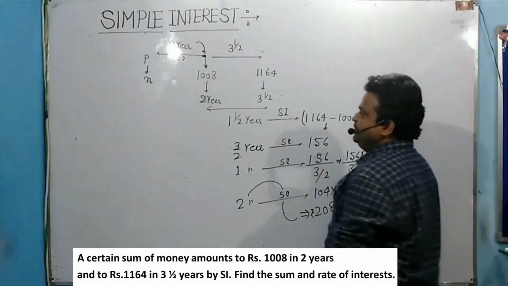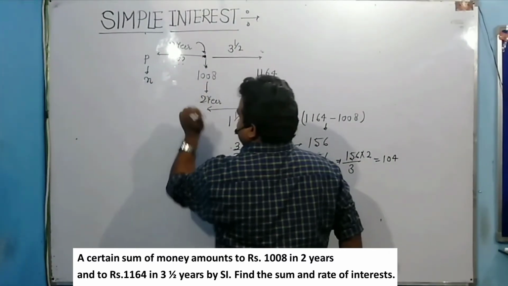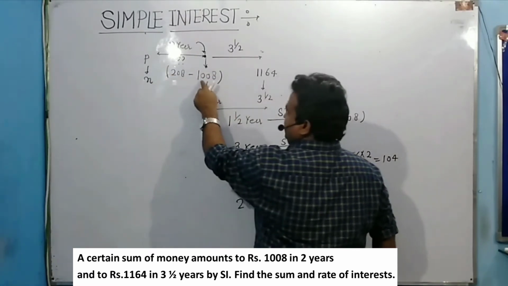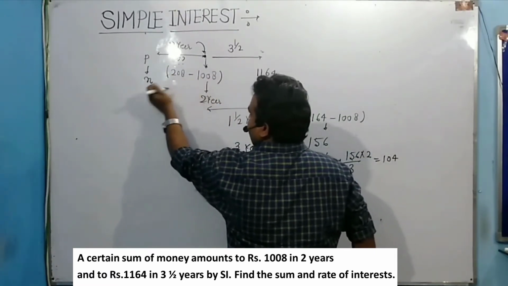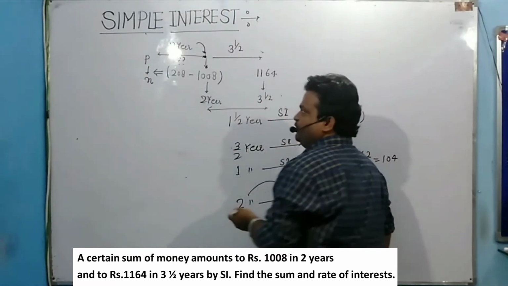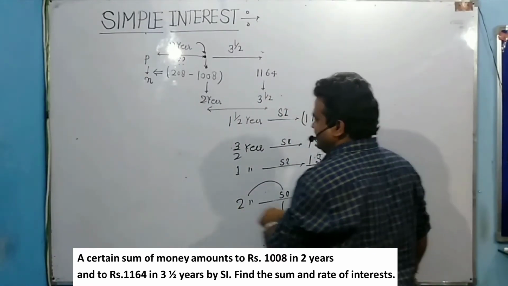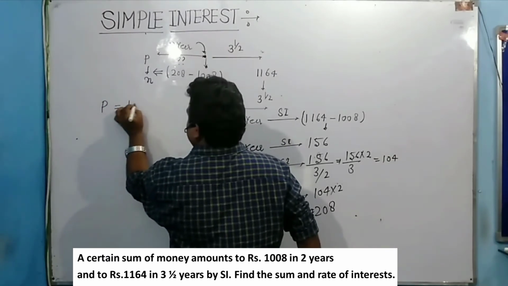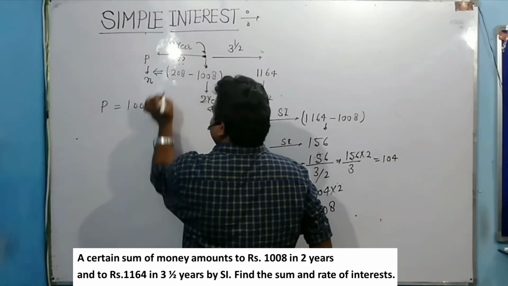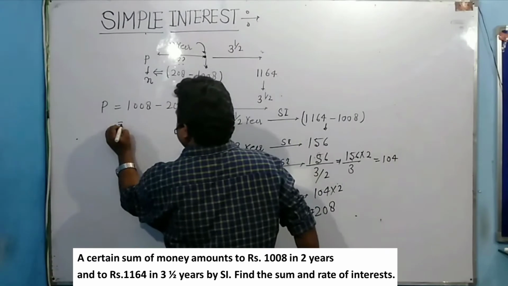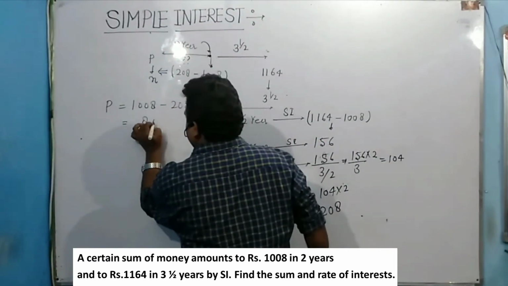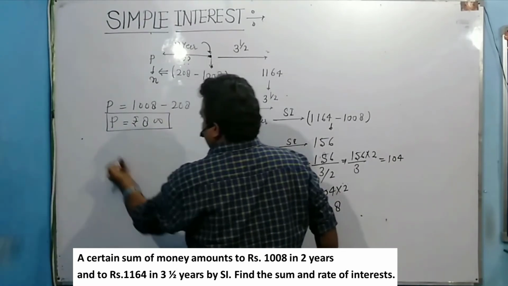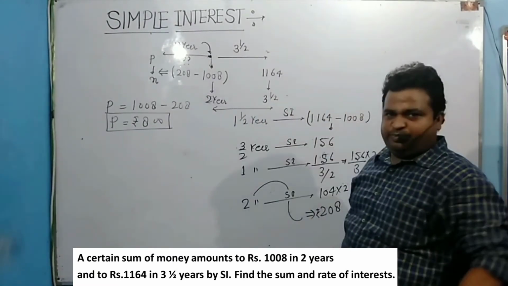It means that just before this, the interest is 208. So if I subtract this value, 1008 minus 208, you will get your principal amount. What is my principal amount? X. This is my principal amount, minus the simple interest 208, so you will get 800. So 800 rupees is your principal amount. This is the one question solved.